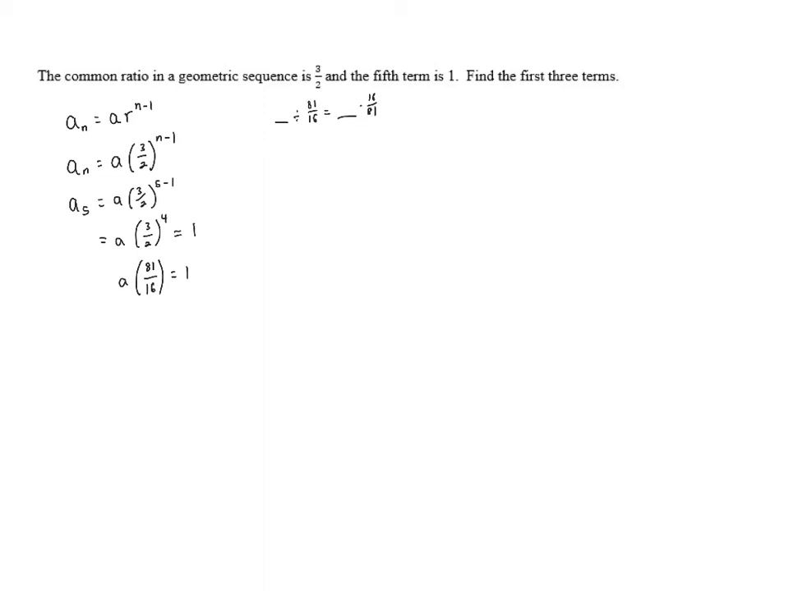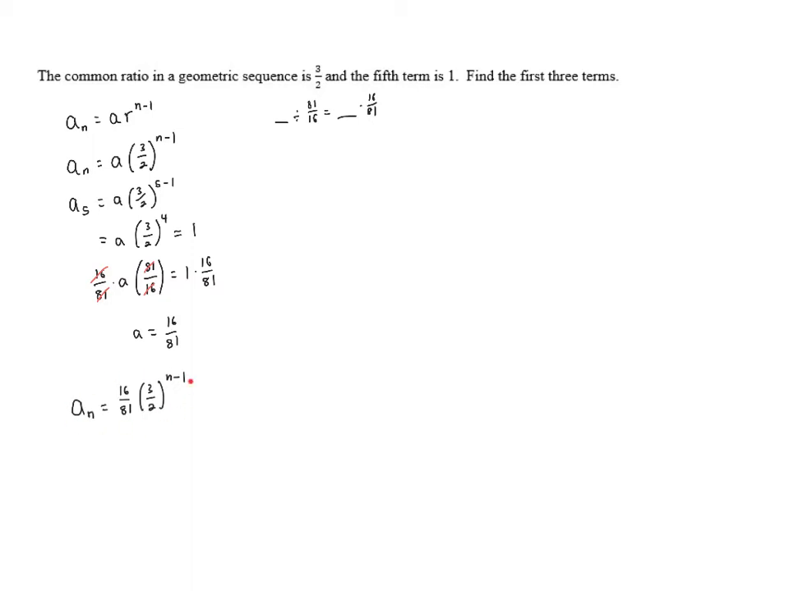So to get rid of the 81/16, what we can do is multiply both sides by 16 over 81. If we do that, the 81s and the 16s cancel, leaving the a all by itself. And then on the right, 1 times anything is itself, so we get 16 over 81. Once we know the value of a, we can plug it in up here, and we can get a more specific formula for the nth term. A sub n equals 16/81 times 3/2 to the n minus 1.